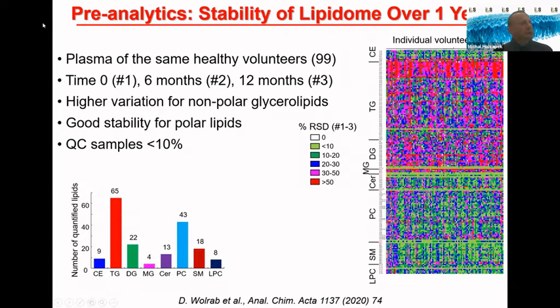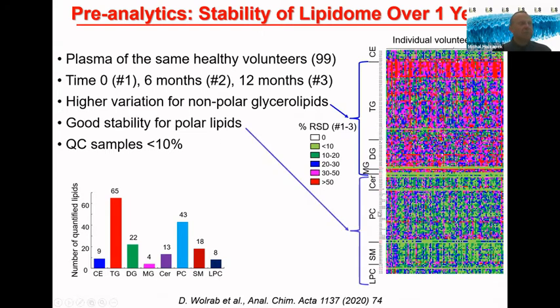Here you see some pre-analytical aspects. I'm starting with the stability of lipidome over 1 year. So we have selected 99 healthy volunteers and collected the blood at the time 0, then after half a year and after 1 year. And you may see here residual standard deviations labeled by different colors. So for non-polar glycerolipids, tri-, di-, and monoacylglycerols, you see many red colors. It means pretty high variation, which is probably caused by different nutrition over the year.